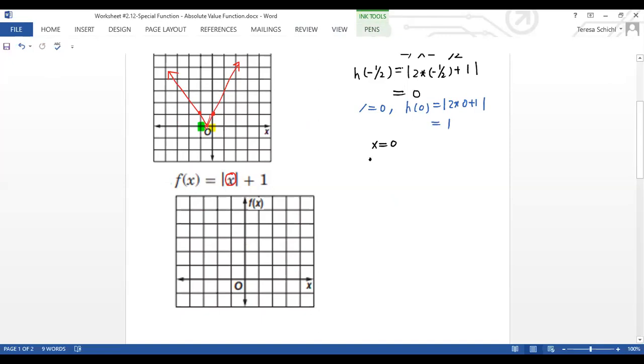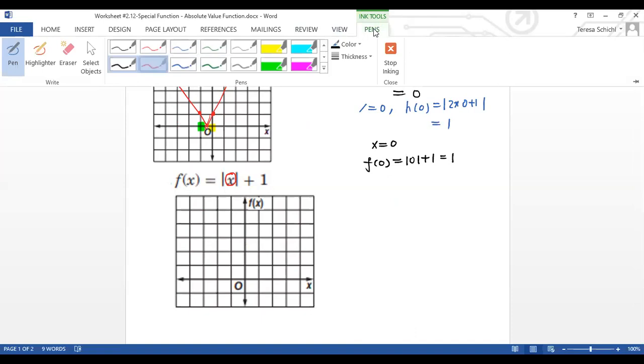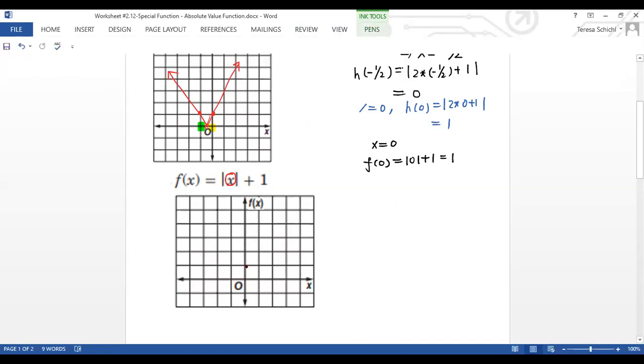So let's take a look at f of 0, which is equal to the absolute value of 0 plus 1, so it's 1. So when x equals 0, y equals 1. So where is my corner point? X equals 0, y equals 1, so it's here. Get that? Okay, so that's my corner point here, right? So this is where the corner point is.